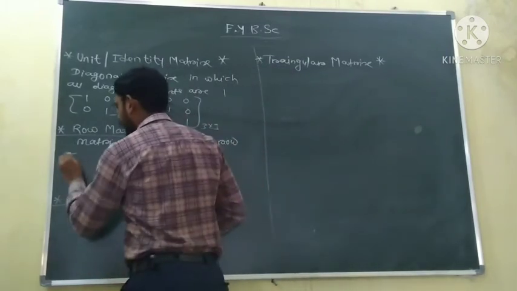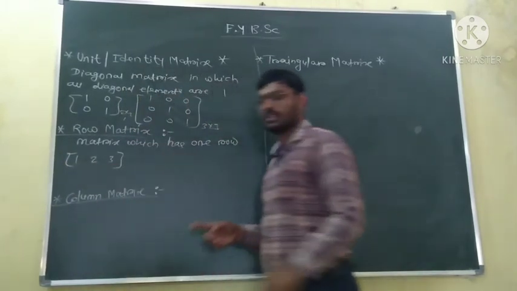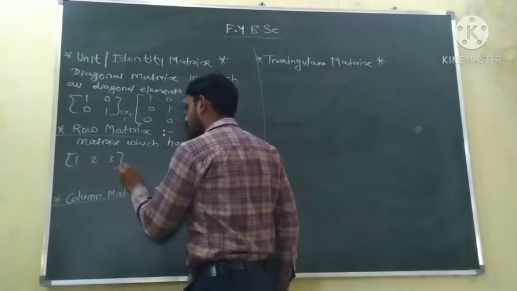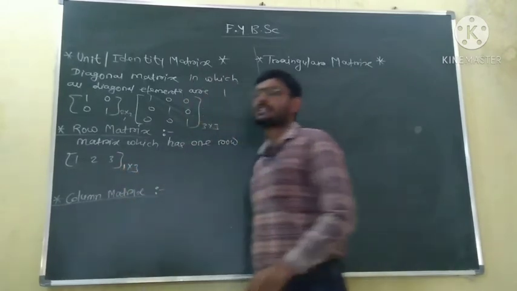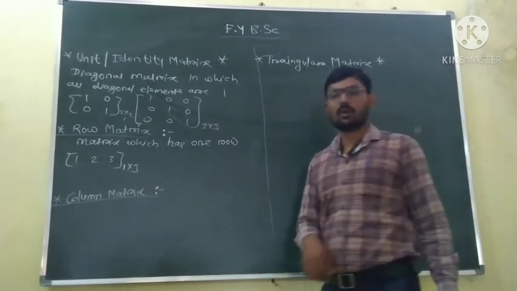For example, matrix 1, 2, 3. This matrix has only one row and three columns, so it is 1 by 3. So such matrices are called row matrices: a matrix which has only one row.